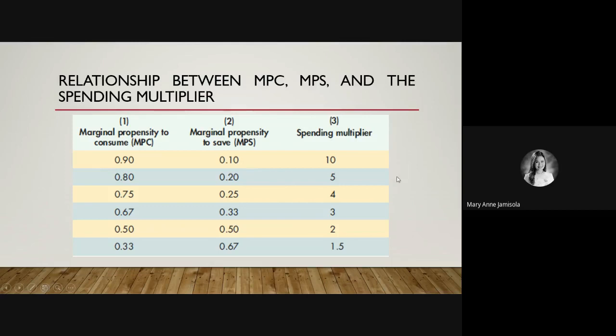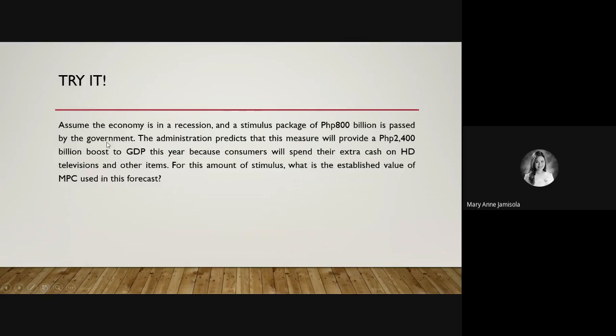So try this one on your own though. Assume the economy is in a recession and a stimulus package of 800 billion is passed by the government. The stimulus package, that is the initial change in government spending, 800 billion. The administration predicts that this measure will provide a 2,400 billion boost to GDP this year. If it's GDP, that is the aggregate demand, right? GDP this year, because consumers will spend their extra cash on HD televisions and other items. For this amount of stimulus, meaning 800 billion, what is the established value of MPC used in this forecast?